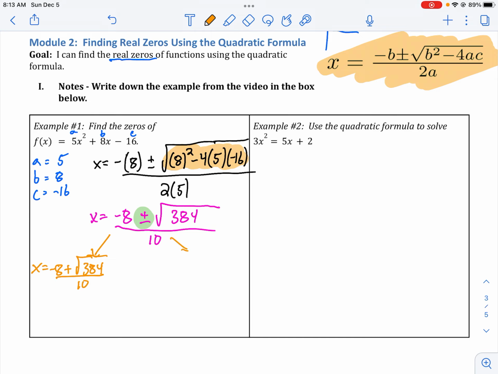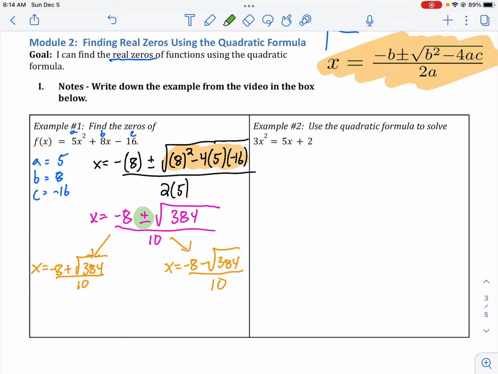And the other solution is x equals negative 8 minus the square root of 384, divided by 10. Okay? So the formula shortens itself a little bit by using plus or minus, but now we see those two different solutions coming up. At this point, we will talk in the next module about how to simplify this a little bit, but because we have real solutions, we can just put this right in the calculator.